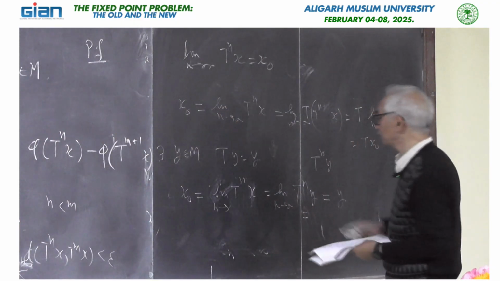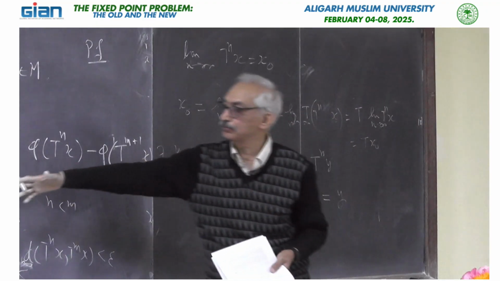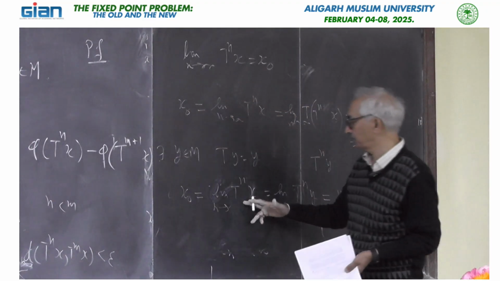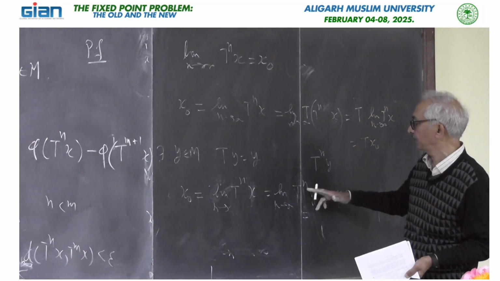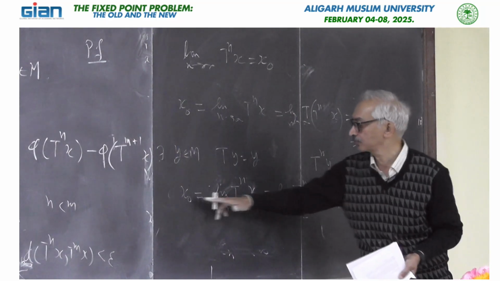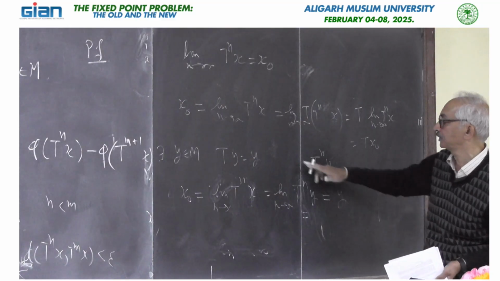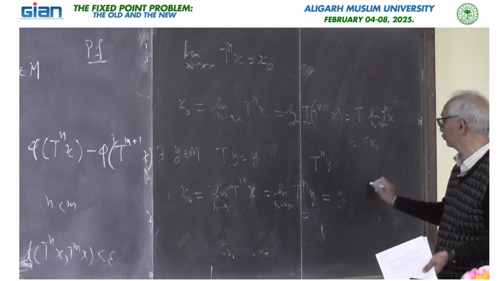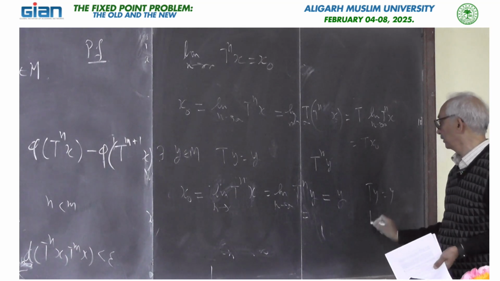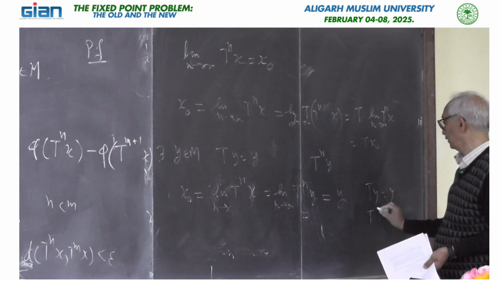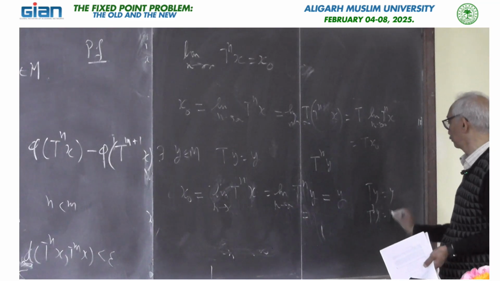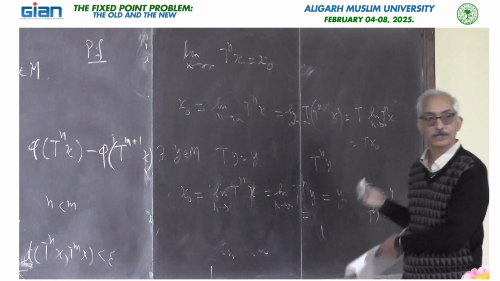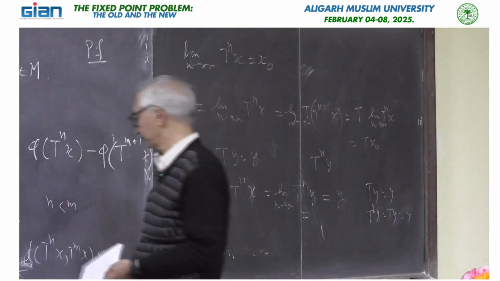This is showing that you start with any x, it goes to x0. In the same way Tn of y will also go to x0, but y being a fixed point, this is a constant sequence. Each time you apply T, since Ty equals y, T squared of y equals T of y equals y. So it's a constant sequence, and it will actually go to y only.